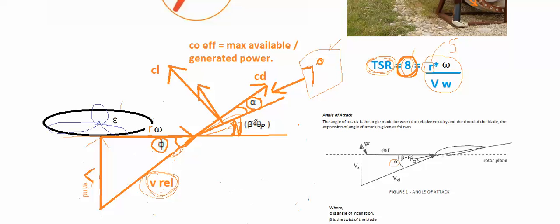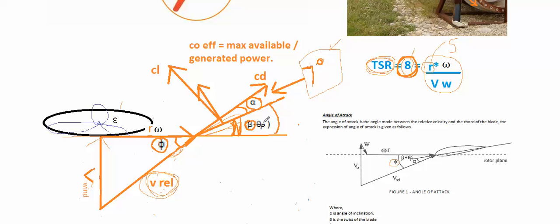That means this angle beta is the difference between phi and alpha. So we do not need any pitch. Why do we need any pitch? Because we have already designed it for that tip speed ratio, isn't it?